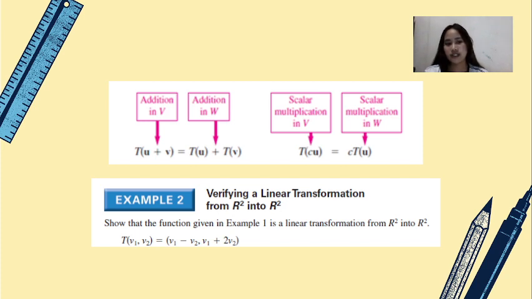We have here an example number 2, where we are going to verify a linear transformation from R2 into R2. Show that the function given in example 1 is a linear transformation from R2 into R2. So given dun sa number 1, kailangan nating i-verify yung linear transformation. T(v1, v2) = (v1 - v2, v1 + 2v2). So sa next presentation, nandun yung solution.